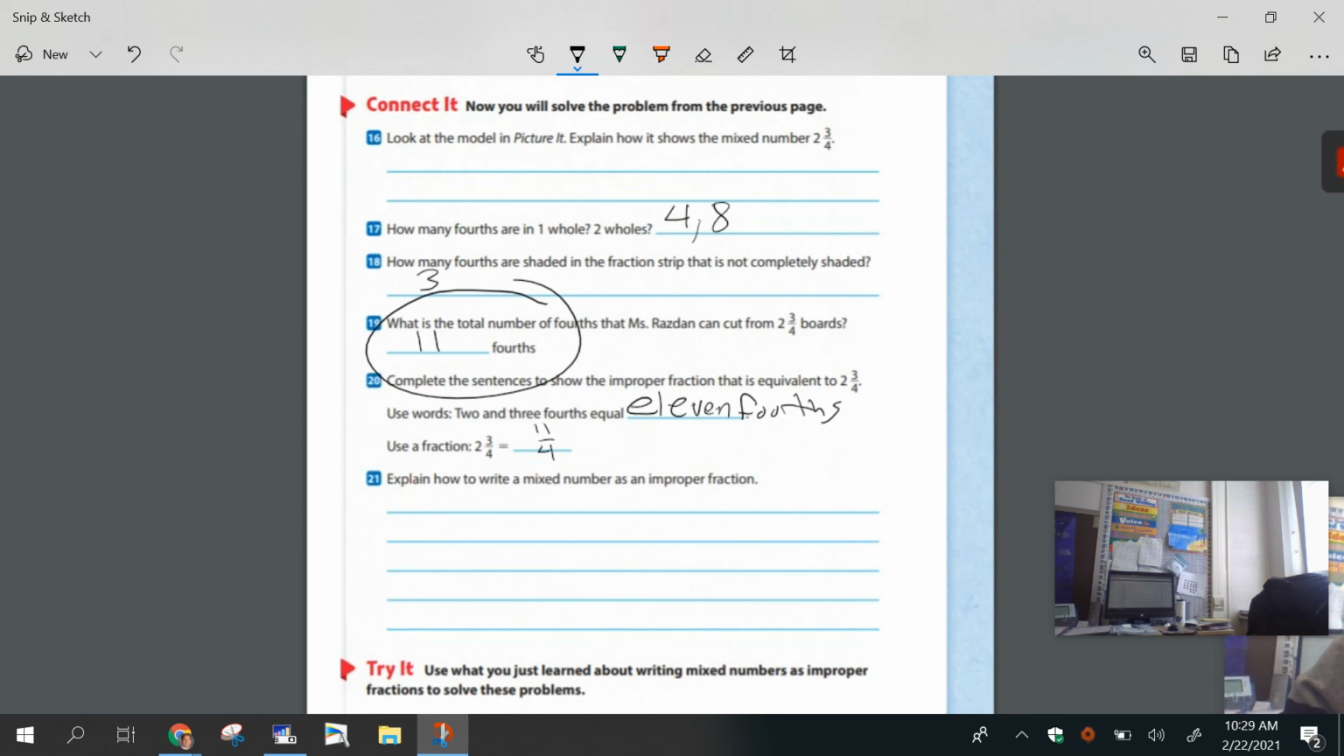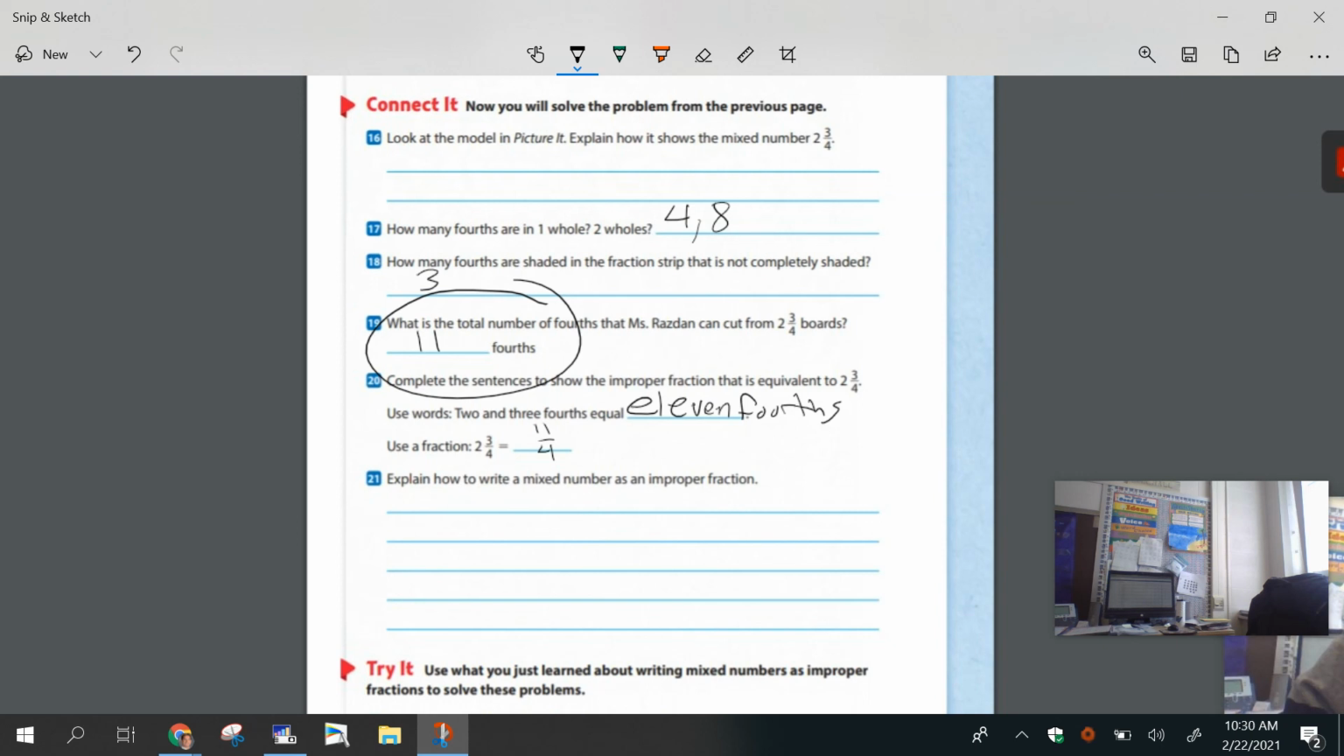What is your numerator or your denominator going to be? Denominator is going to be how many equal parts it is broken up into. So 4 for this example. Then your numerator is going to be how many of those equal parts there are. Okay.